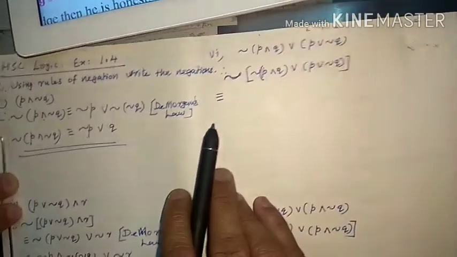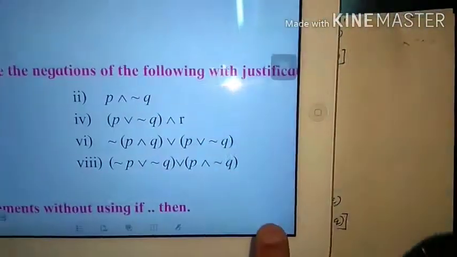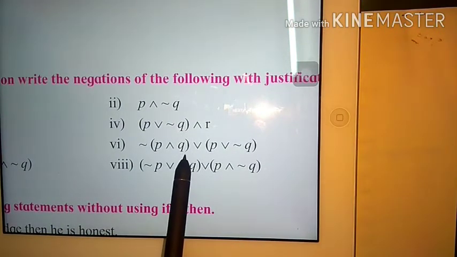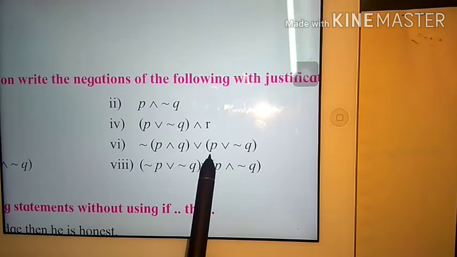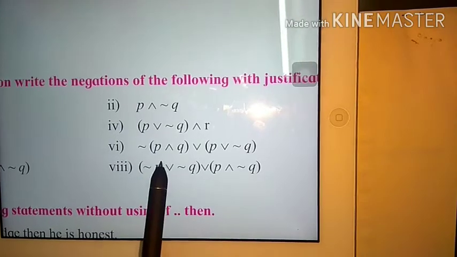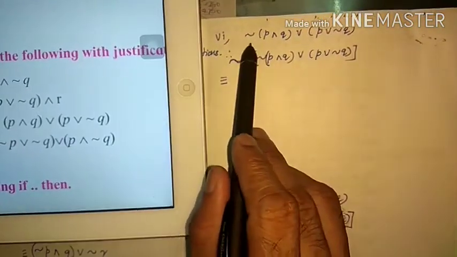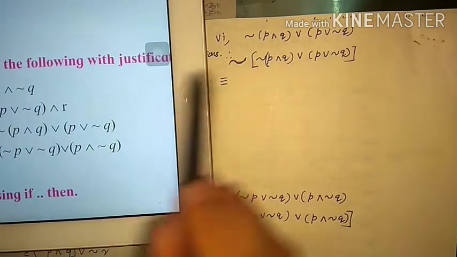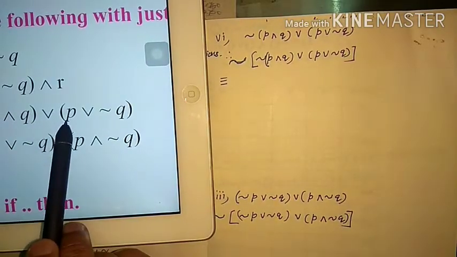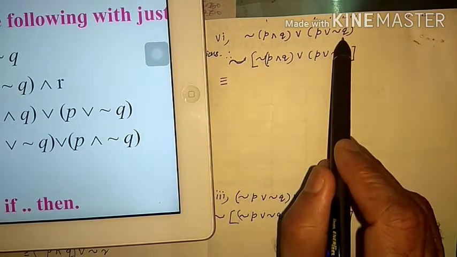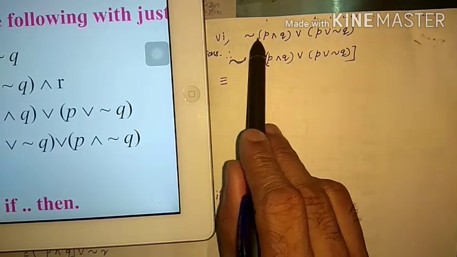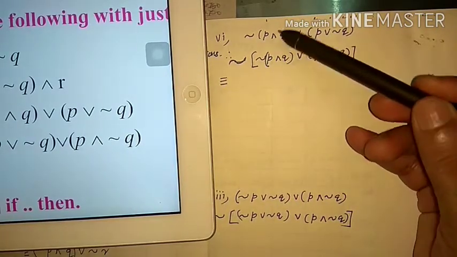Now here the 6th one. 6th one is here. Negation of P conjunction Q, disjunction P disjunction negation Q. This is given statement, but we want its negation of this whole statement. See like this. Negation of P conjunction Q, disjunction, negation Q. P disjunction negation Q. The whole statement's negation is required. Negation of the whole statement. See, as it is, I am writing the whole thing.